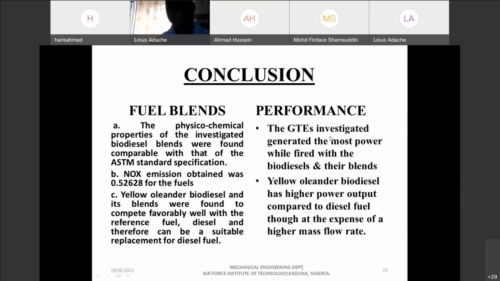Performance. The gas turbine engine investigated generated the most power while firing with the diesel and their blends. Yellow oleander biodiesel has a higher power output compared to diesel fuel at the expense of a higher mass flow rate.